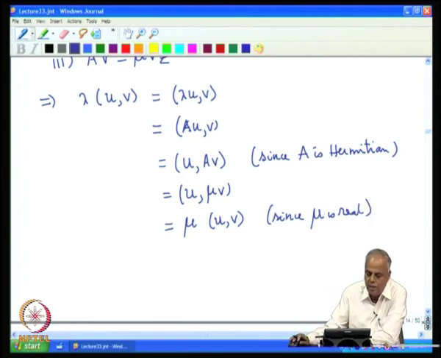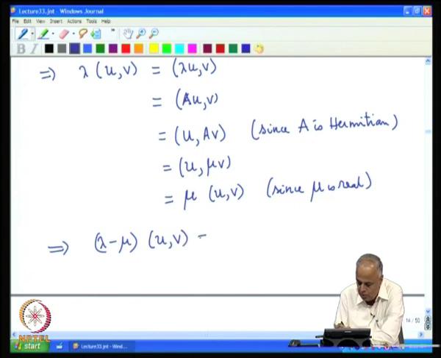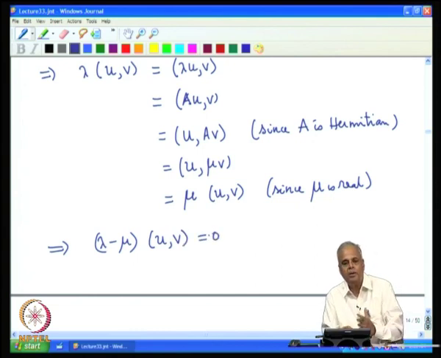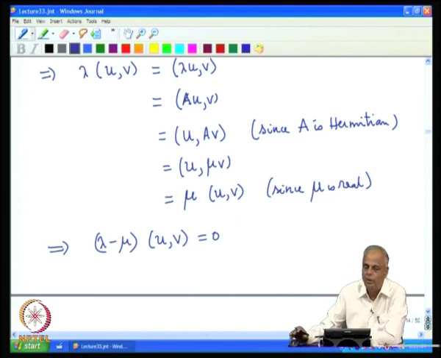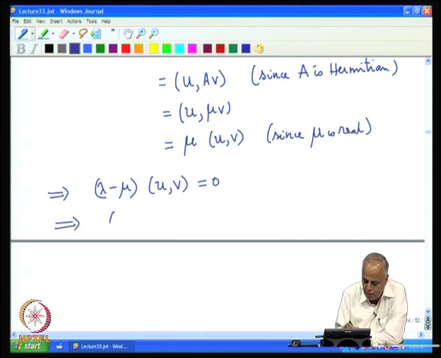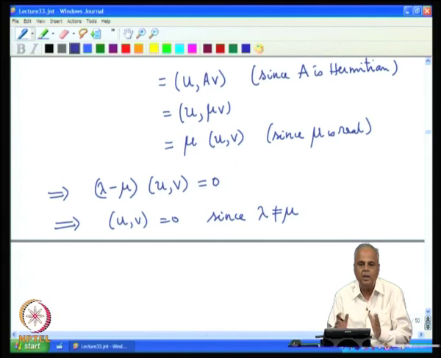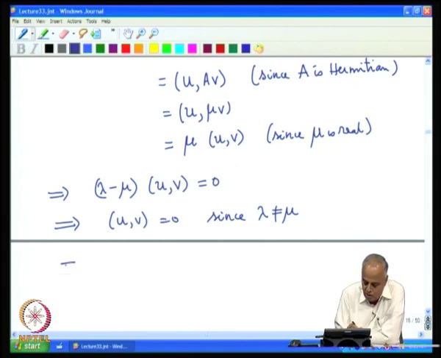So, therefore, lambda times (u, v) is mu times (u, v) and that says (lambda minus mu) times (u, v) equal to 0. Now, lambda minus mu is a real number, (u, v) is a complex number and the product is 0. The product of two complex numbers is 0 if and only if one of them is 0, but lambda minus mu cannot be 0 because lambda and mu are distinct, and therefore, that says (u, v) equal to 0 since lambda is not equal to mu, because we have considered two distinct eigenvalues. Therefore, u is orthogonal to v.